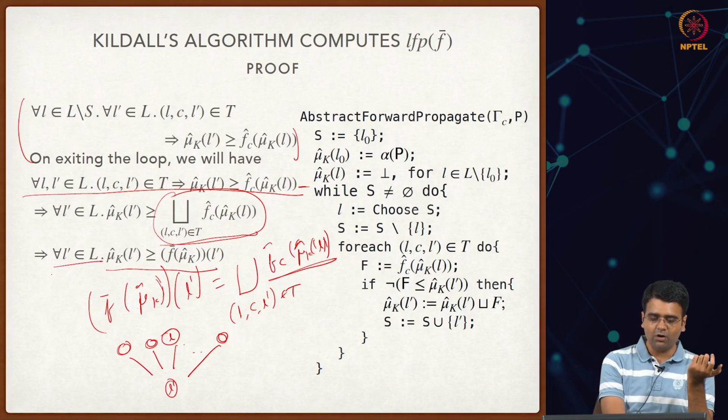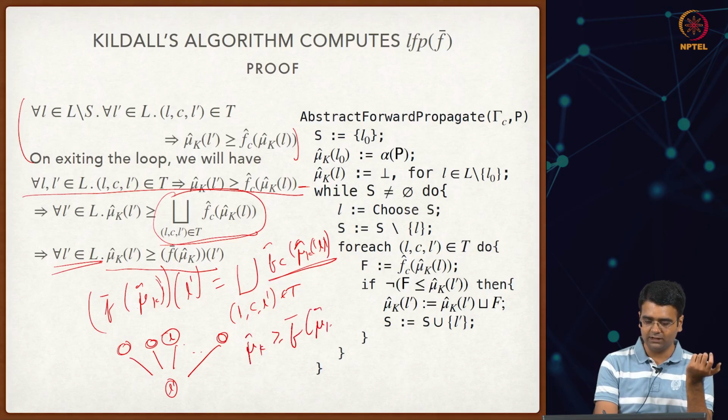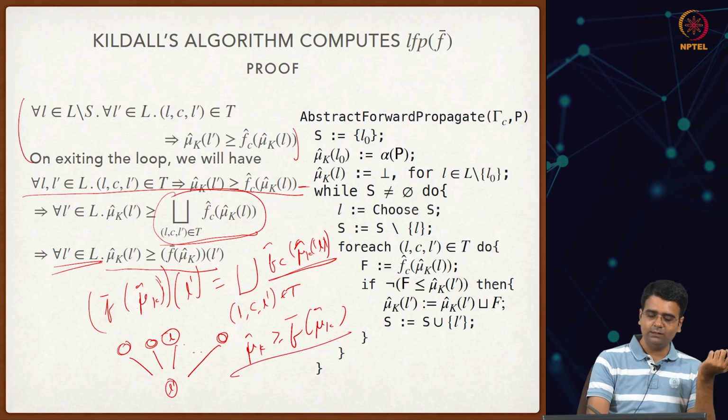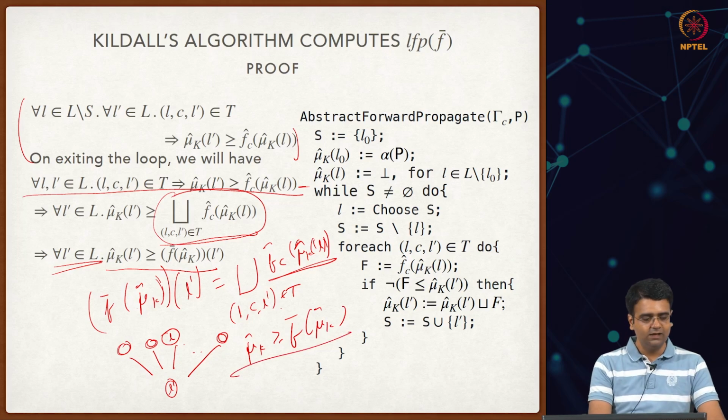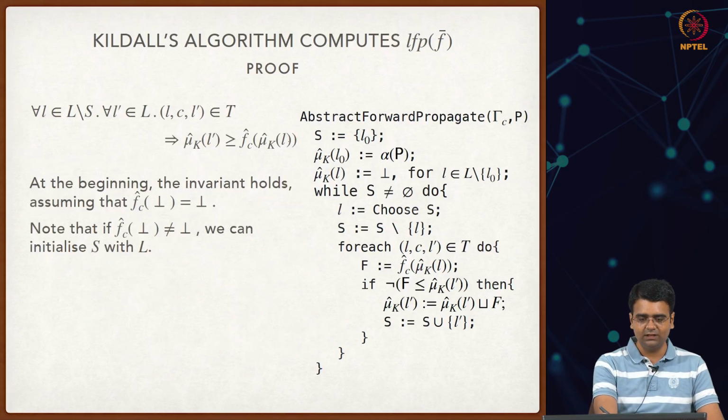And this is true for all locations L prime. So this essentially means that mu hat k is greater than or equal to f bar applied on mu hat k, and this means that mu hat k is a post fixed point. Okay. So proving this as a loop invariant will help us to show that mu hat k is a post fixed point, which in turn helps us to show that it is greater than or equal to the least fixed point of f bar. Okay. So now the only thing that is remaining is to show that this is actually a loop invariant.